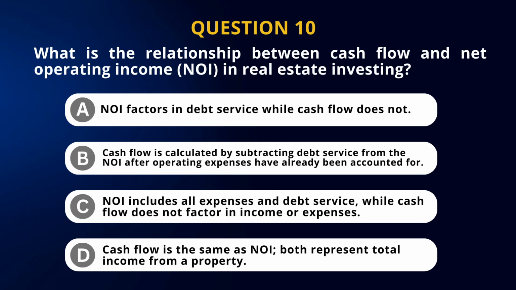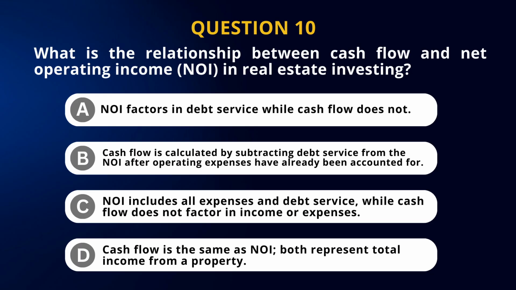Question number 10. What is the relationship between cash flow and net operating income, or NOI, in real estate investing? Letter A. NOI factors in debt service while cash flow does not. Letter B. Cash flow is calculated by subtracting debt service from the NOI after operating expenses have already been accounted for. Letter C. NOI includes all expenses and debt service, while cash flow does not factor in income or expenses. Letter D. Cash flow is the same as NOI. Both represent total income from a property.